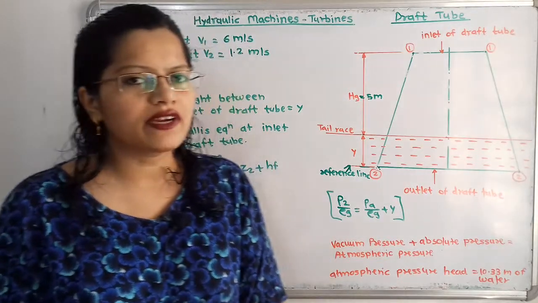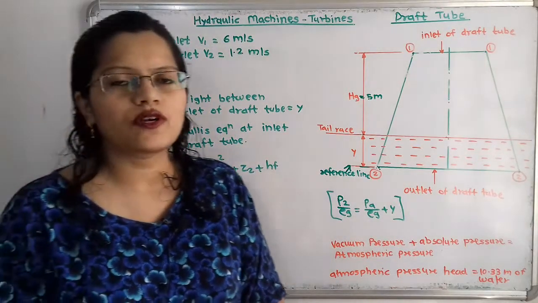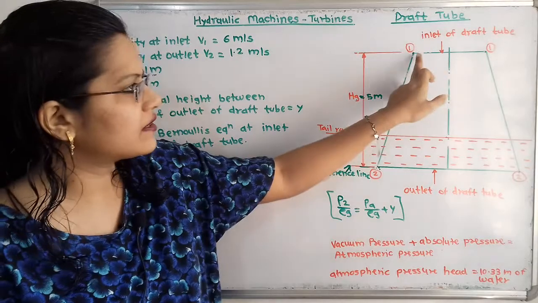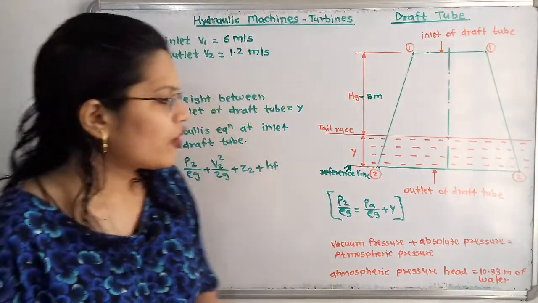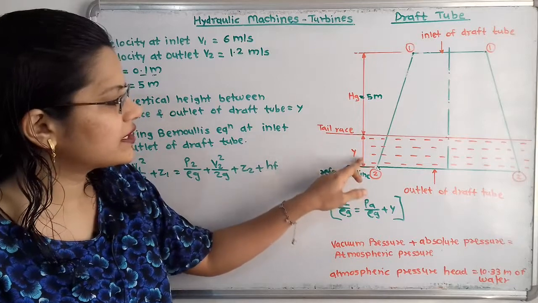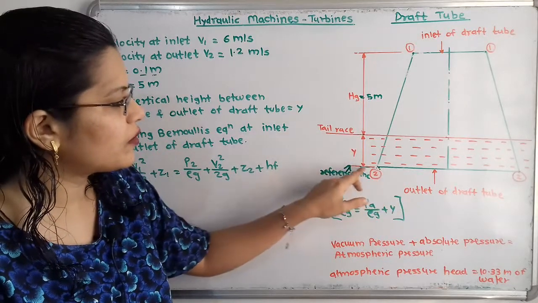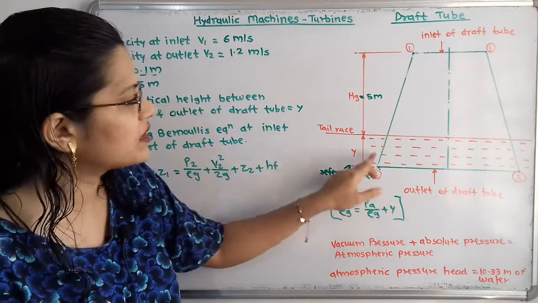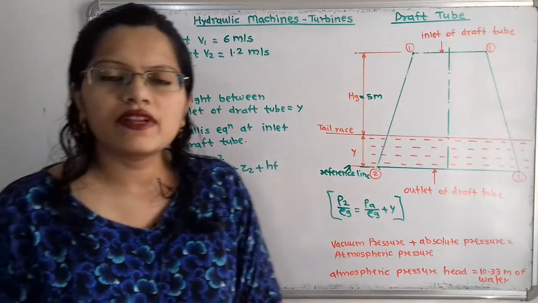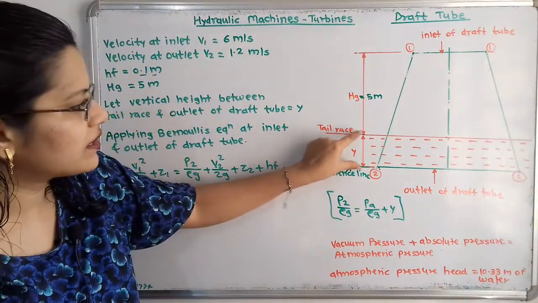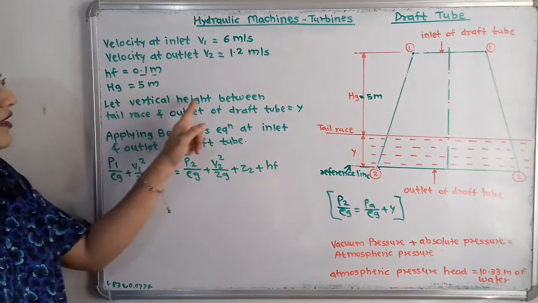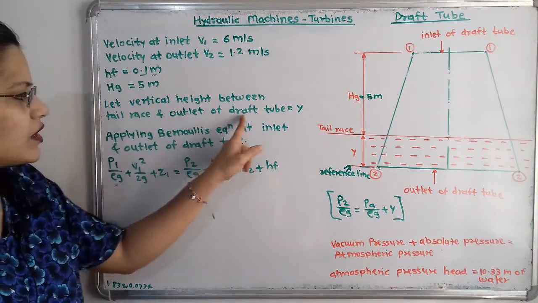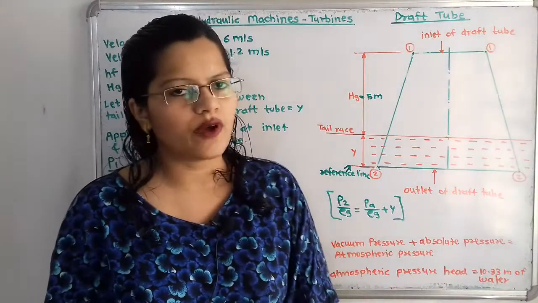Now this is the given data, and we have to find the pressure head at the entrance or at the inlet of the draft tube. Now if we observe the vertical distance between the bottom of the draft tube, or outlet of the draft tube, and the tail race, we will consider this vertical distance as y. So let the vertical height between the tail race and the outlet of the draft tube be equal to y.